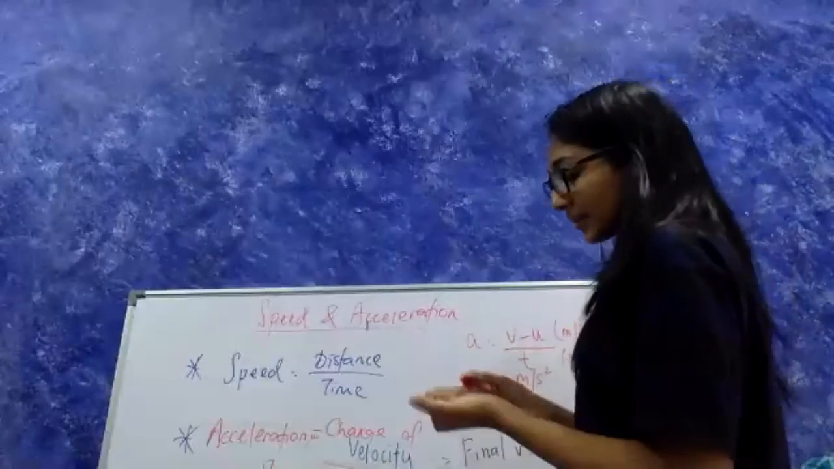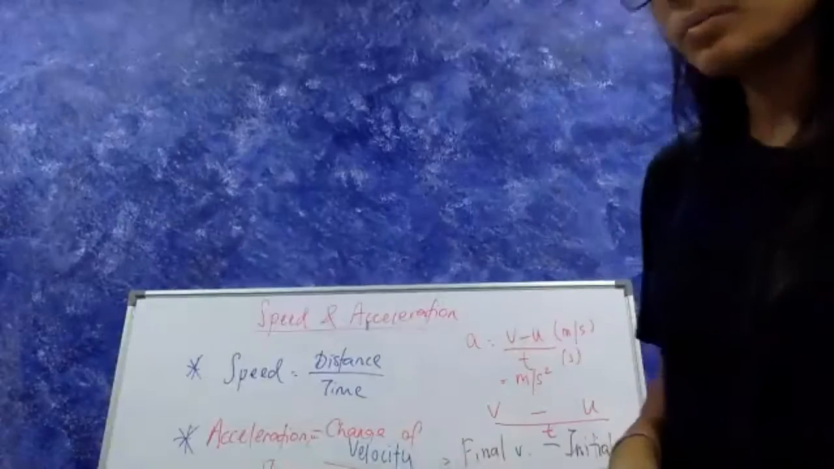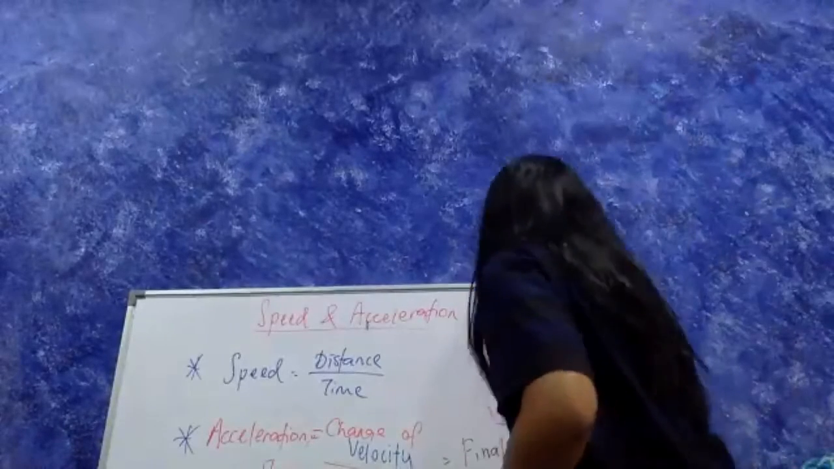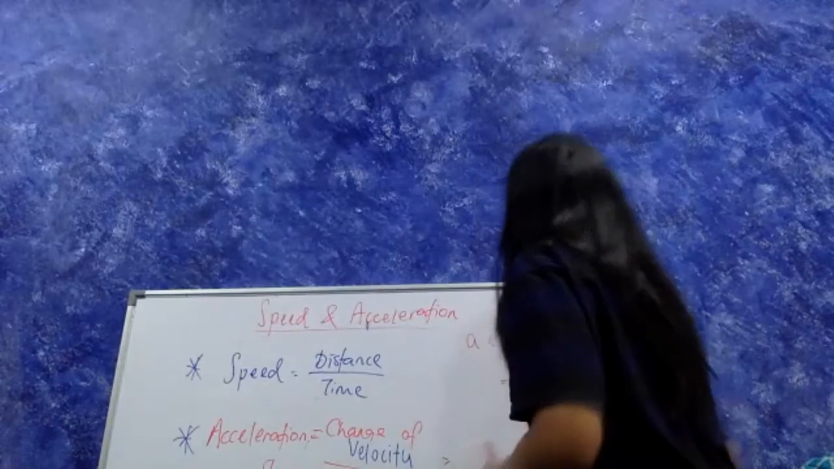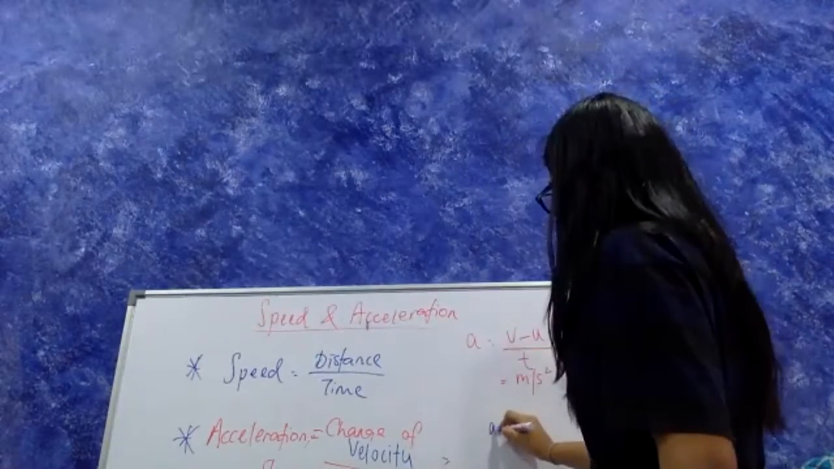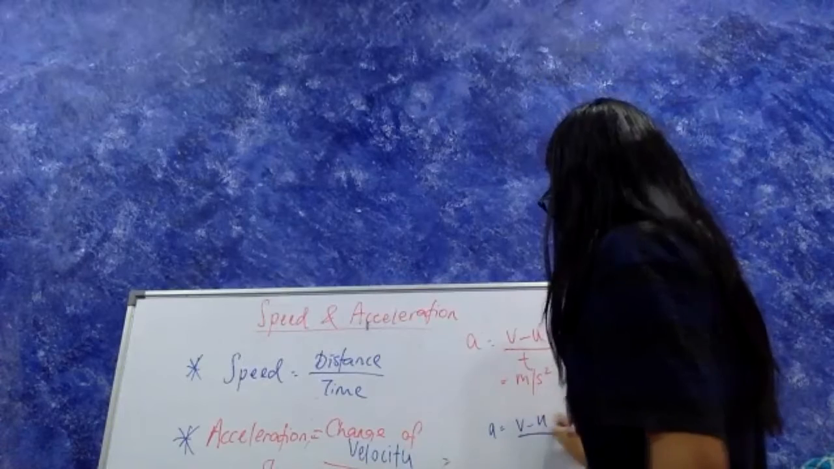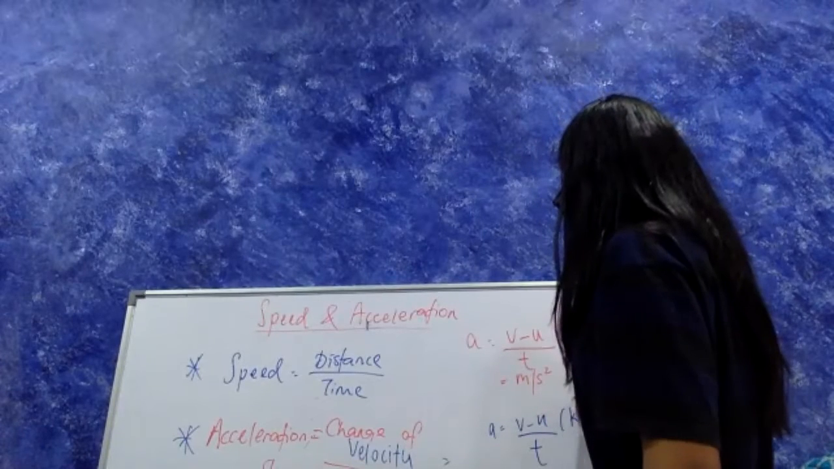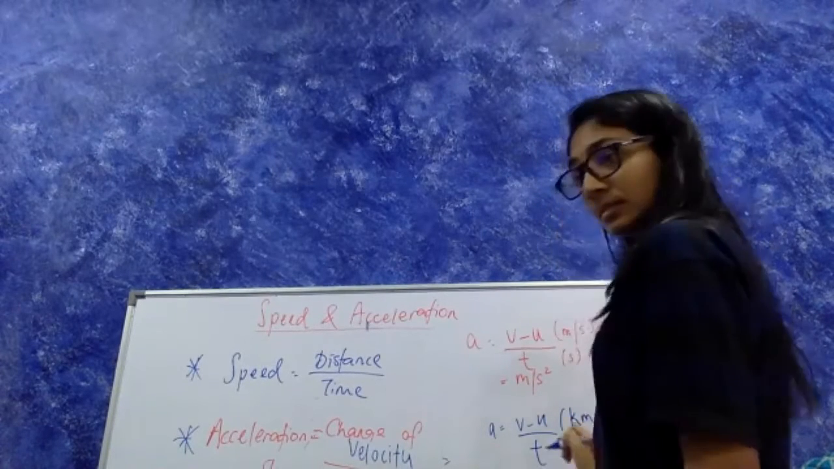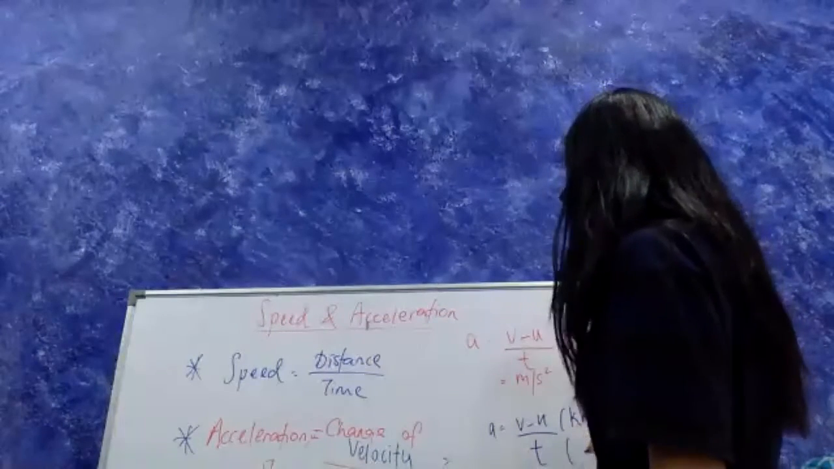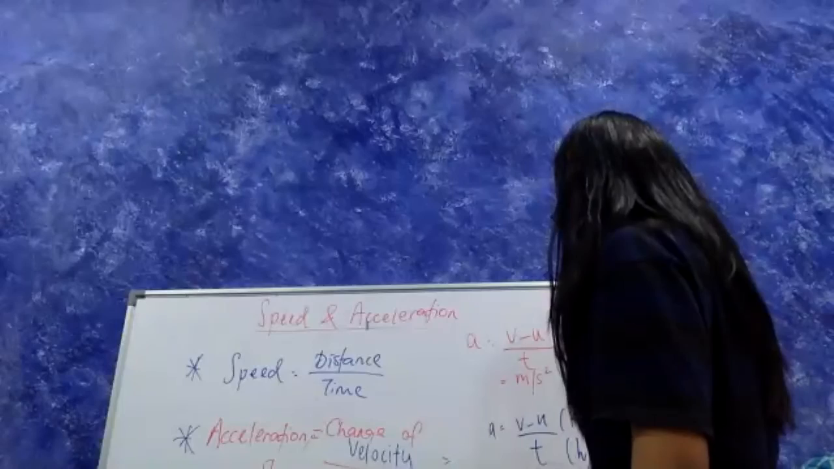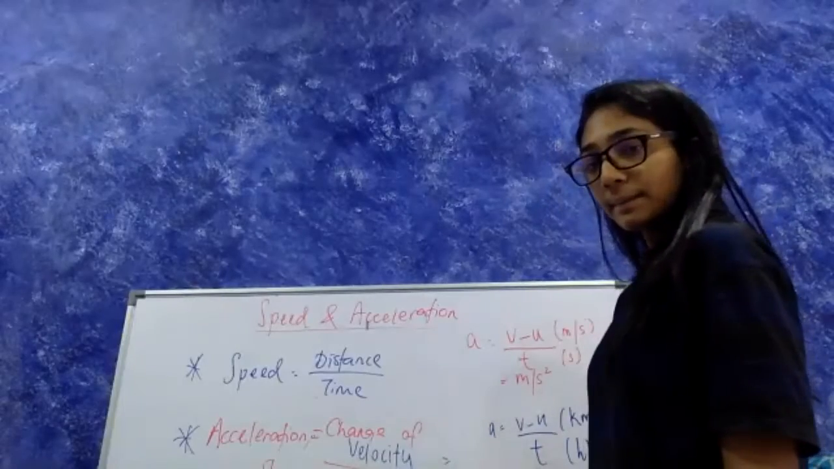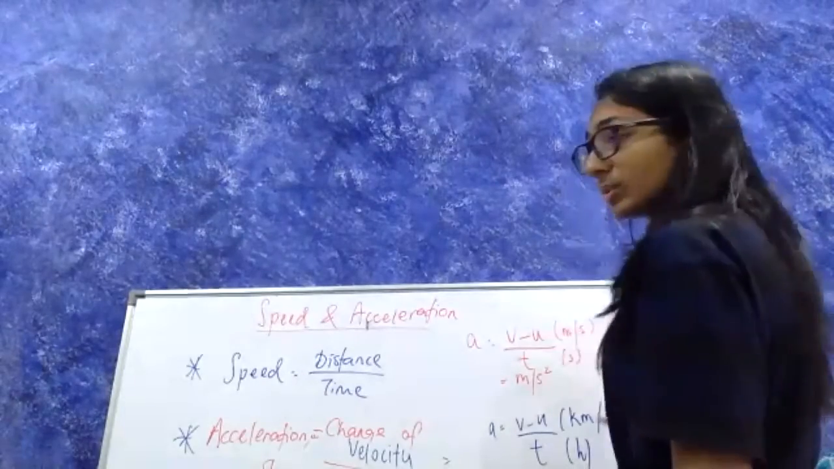Okay, so now my speed can be meter per second, can be kilometer per hour also. Depends. So let's say it is v minus u over t, and this is in kilometer per hour, and then time also, let's say hour. So my unit will be kilometer per hour square. It just depends on what unit is being used.